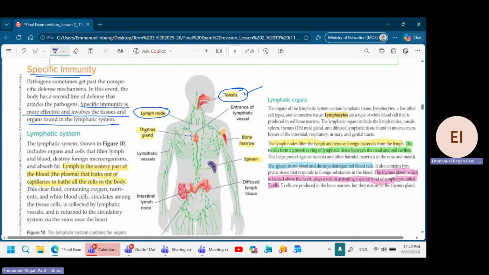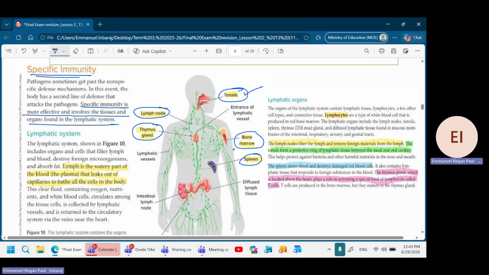This is the heart, and above the heart, you will find a gland called the thymus gland. So the thymus gland is located above the heart. Tonsil is found at the throat region. And then spleen. Spleen is found near your pancreas, near that region. And you can find bone marrow inside the bones. So these are very important things that you need to learn. Lymph nodes, tonsils, thymus gland, bone marrow, and spleen.